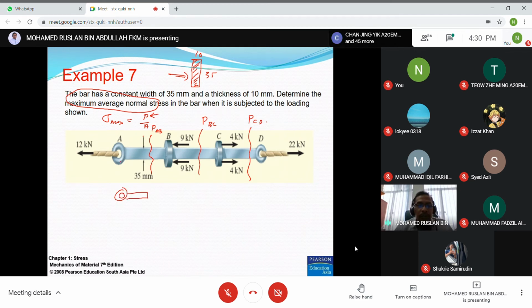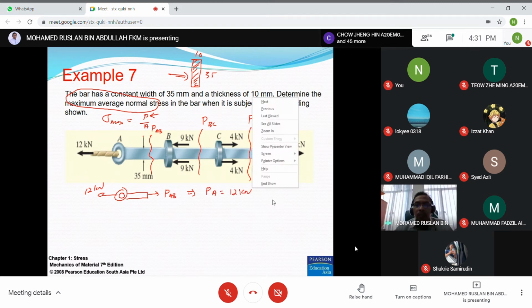This is point A. Here is 12 kilonewton, so this is PAB. This is very clear. From total Fx equal to 0, PAB equals 12 kilonewton. And then for PBC, same thing.